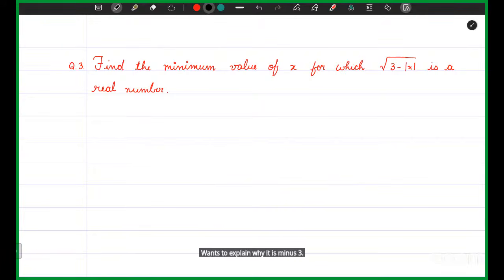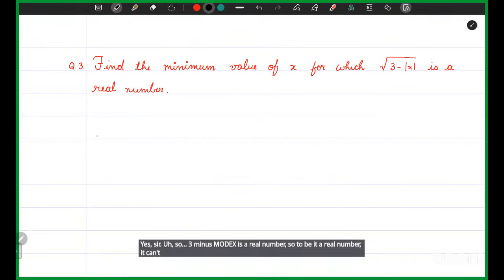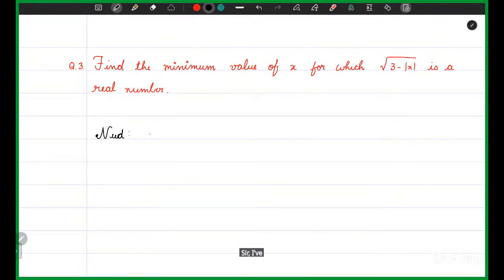So anyone wants to explain why it is -3? Please go ahead. 3 minus mod x is a real number. So for it to be a real number, it can't be a negative number. So 3 minus mod x is always greater than or equal to 0. Let me write: 3 minus mod x is greater than or equal to 0.